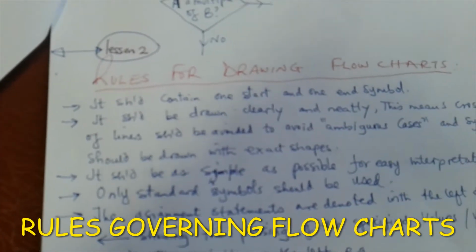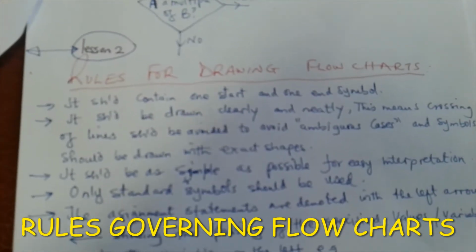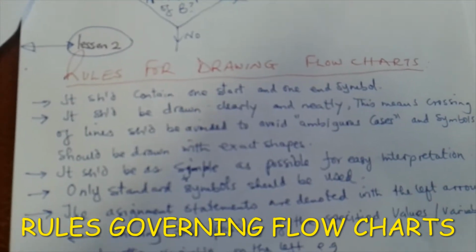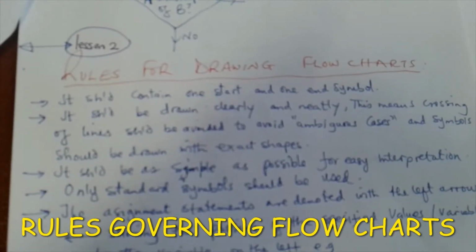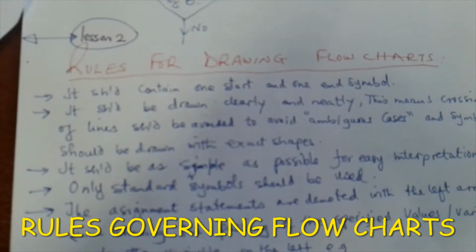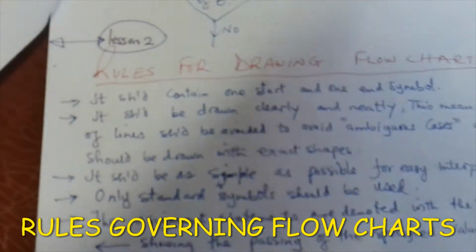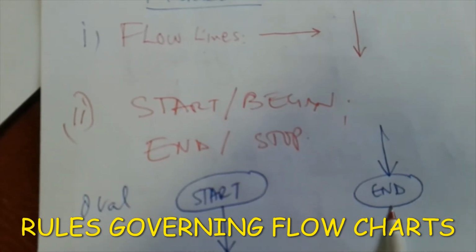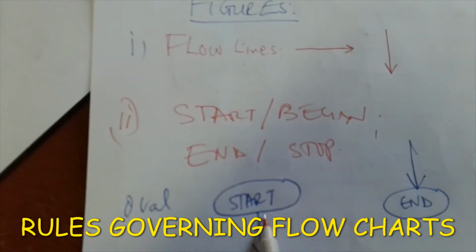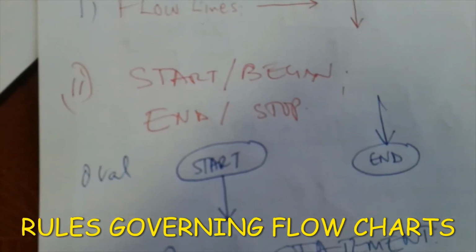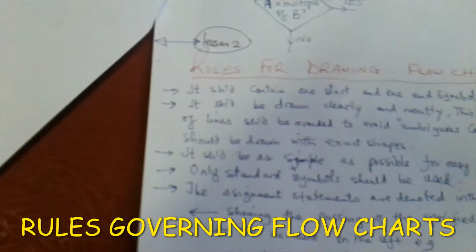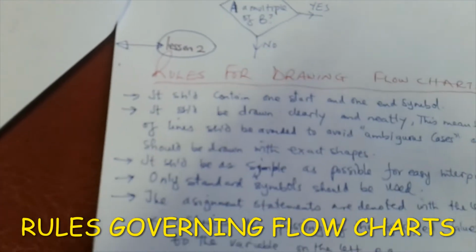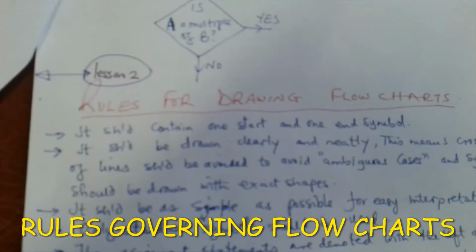In flowcharts, we have rules that govern one when drawing flowcharts. A flowchart should contain one start and one end symbol. The symbols that we have: start, we have end. It should have one starting point and one end point, because the program should be clearly stated with the proper beginning and the proper end point, which must be 1.